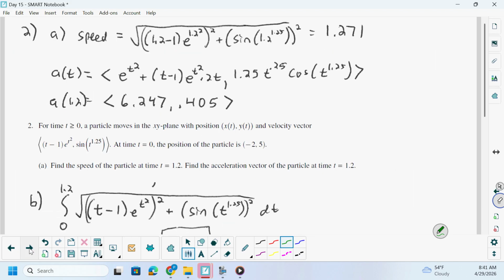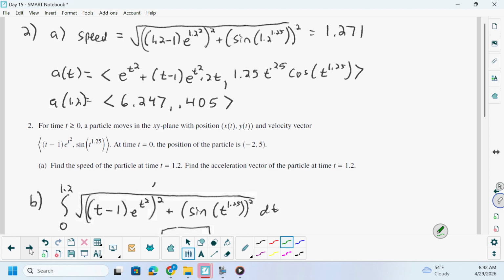Question 2 is another calculator question. So we want to do speed. Speed is the square root of the x derivative squared plus the y derivative squared, and just replace t with the t that they wanted. Well, they gave us the velocity vector, so that was already our x and y derivatives. So just square them, add them, put the 1.2 in for t, and put it under a square root.